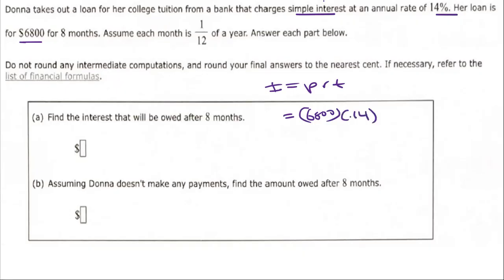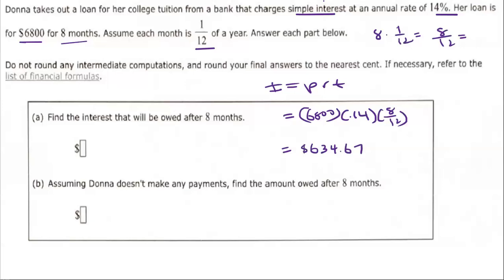So 0.14. Now this part is tricky because it's 1/12 of a year. A lot of times T is in years and this is in months. So what we need to do is just multiply 8 times 1/12, which gives us 8 over 12, because again, it's not the whole year, it's only part of a year. So we're going to multiply this by 8 over 12. And so when we do that, we get $634.67.